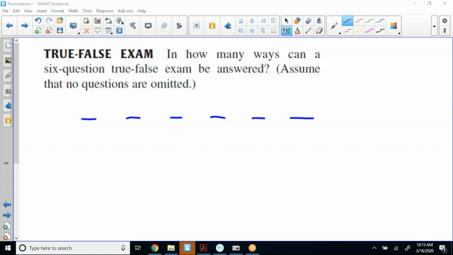All right. So let's think about the possible answers for the first question. There's only two possible answers, true or false, right? For the second one, again, there's only two, true or false. Third one, two, true or false. Fourth one, two. Fifth one, two. And then the sixth one, two, which would be true or false, right?